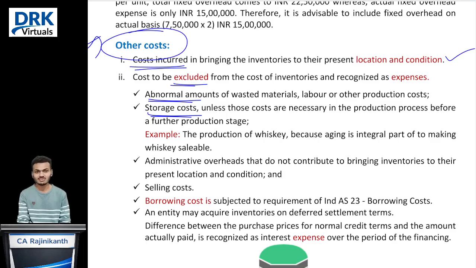Should not add. However, if that storage process is also an integral part of the manufacturing process, in that case we can add to the cost of inventory. Let's say for example, pickles like mango, tomato, amla, or any other pickles, and in case of wines, whiskey, in those processes storage is an integral part of the manufacturing process, correct? In those cases, include the storage cost in the cost of inventory. Should not charge to profit and loss account as an expense.